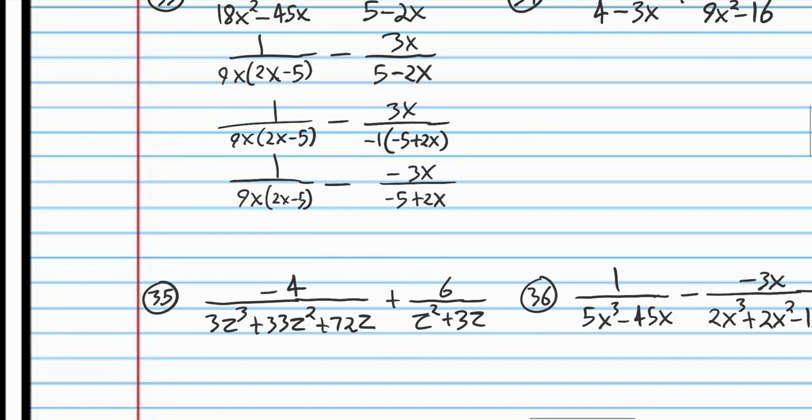So now we still have to get a common denominator. Let's see here. We have a 2x minus 5 here, and we have a 2x minus 5 here. So all we have to do is multiply both sides of this fraction by 9x. And please put parentheses around the negative 5 plus 2x. So then we end up with a negative 27x squared.